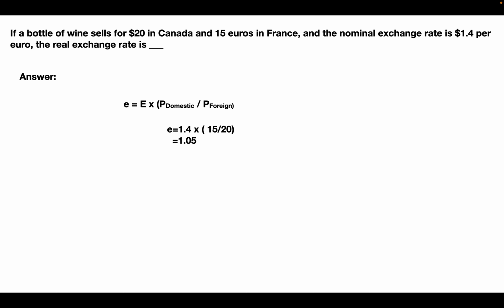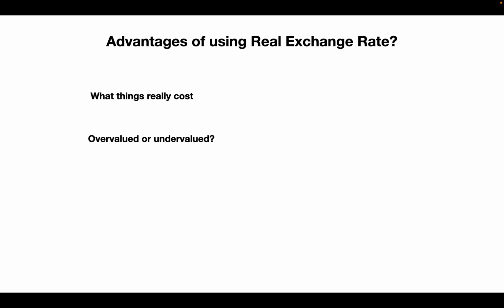So here's an example. If a bottle of wine sells for $20 in Canada and 15 euros in France, and the nominal exchange rate is $1.4 per euro, what would be the real exchange rate? We can just simply plug all the numbers into this formula, and we get 15 euro over $20 times 1.4, which is the nominal exchange rate, and we get 1.05, which is the real exchange rate.